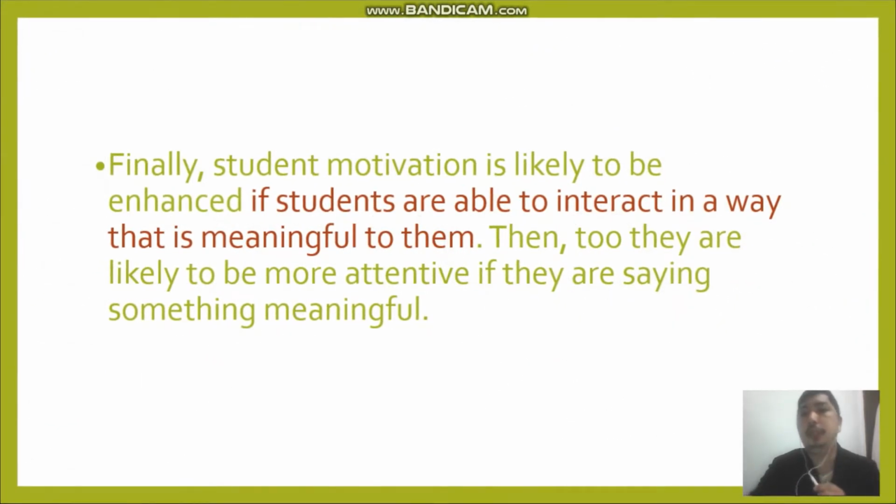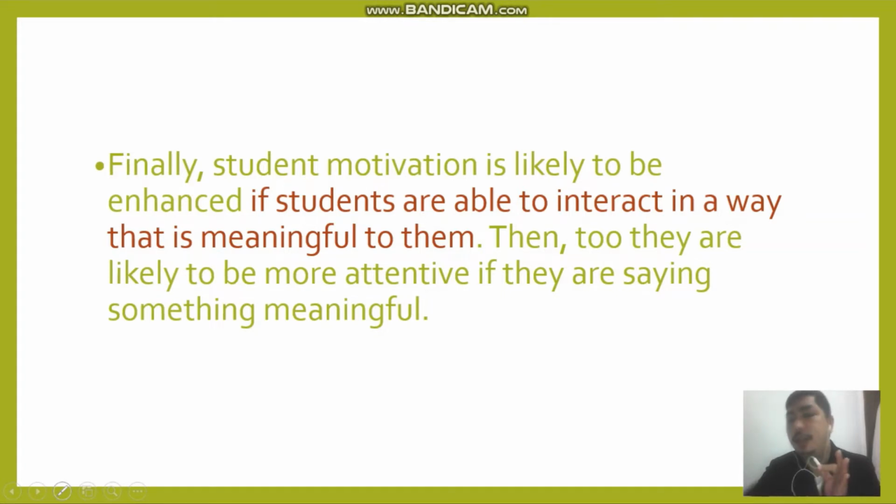Finally, student motivation is likely to be enhanced if students are able to interact. If students are able to interact in a way that is meaningful to them, if they know that what they are being taught, the forms that they are trying to learn, are important in their day-to-day conversations and in their day-to-day lives, then they would likely be more motivated. Then, two, they are likely to be more attentive if they are saying something meaningful.